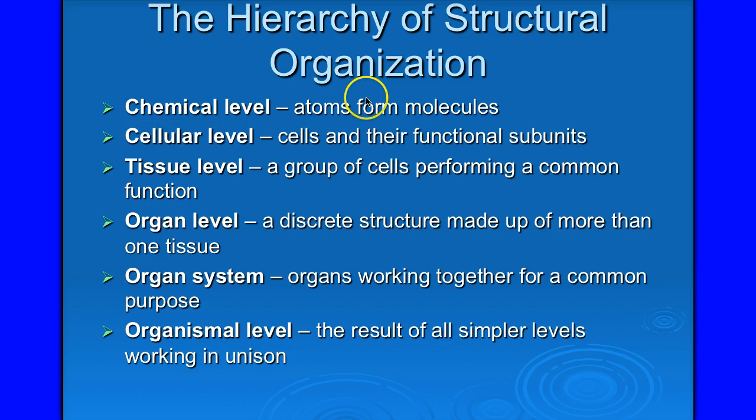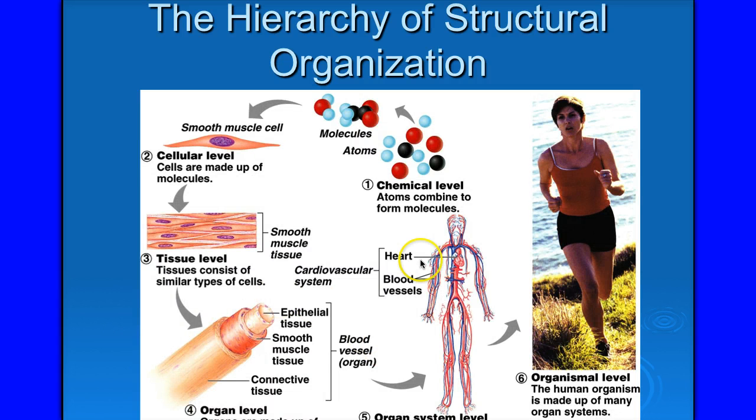We start with the chemical level, where atoms come together to form molecules, and if we skip ahead a little bit, on the cellular level, we know we have a group of cells, and when you have a group of cells, that'll create tissues. You have a group of tissue that come together to create organs, and then we move on to organ systems and organisms. On this slide, we have a picture representation of that information.